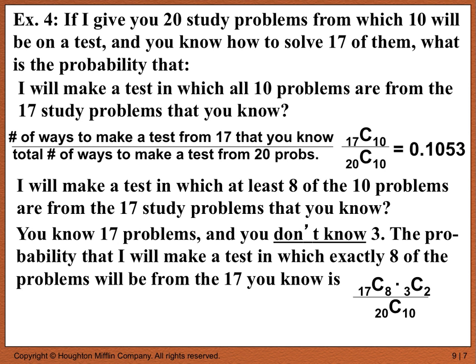Okay, so now let's go back to the original question. What is the probability that I will make a test in which at least 8 of the 10 problems are from the 17 study problems that you know? Recall that this is only the first step, the one that I walked you through, because this only tells you the probability of getting exactly 8. What we need to do now is take into account the other probabilities of getting exactly 9 and of getting exactly 10, which, added together, will give me the probability of at least 8. So pause the video, try to do that on your own, and then resume when you have an answer.